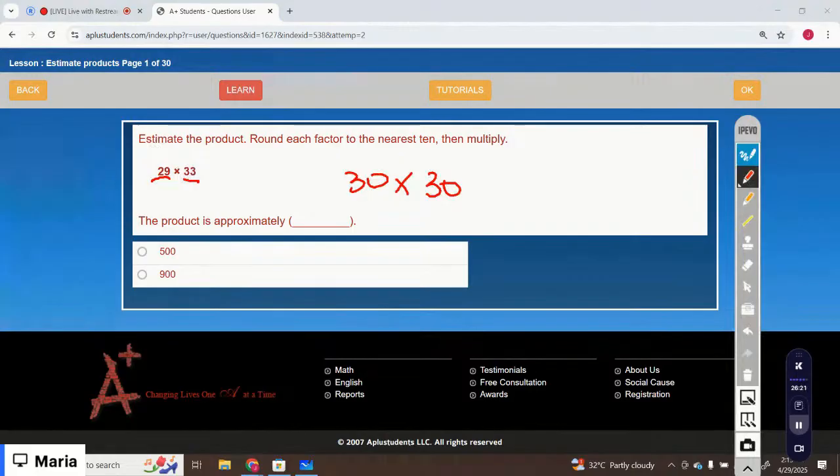So how do you multiply them? Just multiply the non-zero values, 3 times 3. 3 times 3 is 9. So that is 90. Both the numbers have zeros, 1 and 2 zeros, so just add the zeros. That makes 900. The correct option is 900.